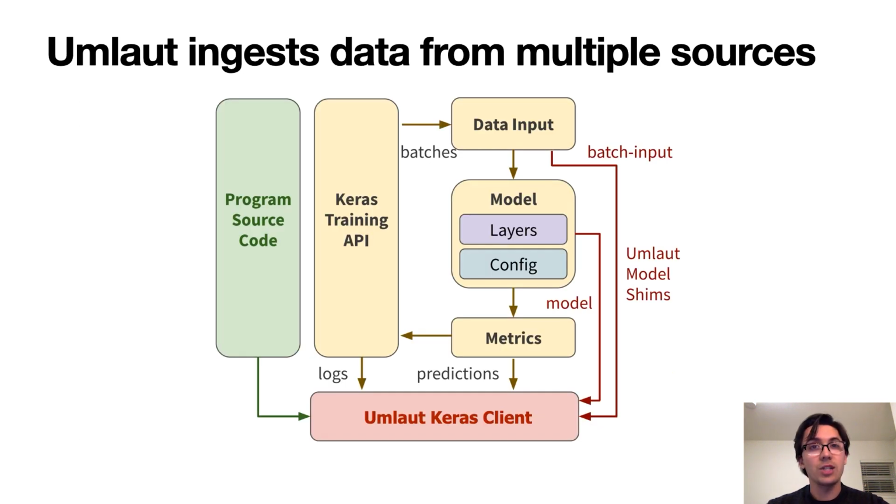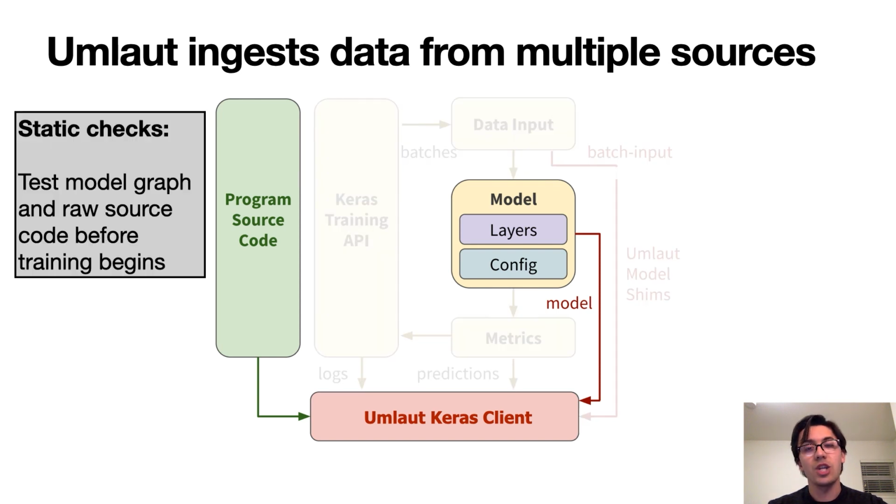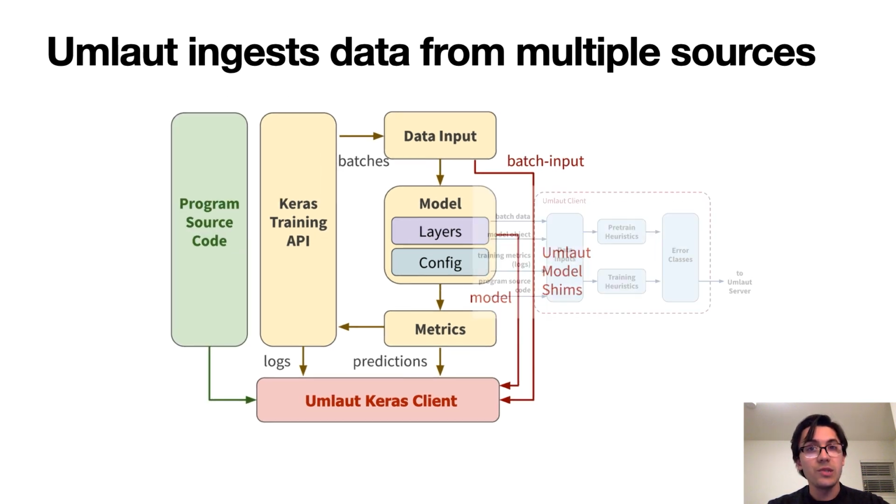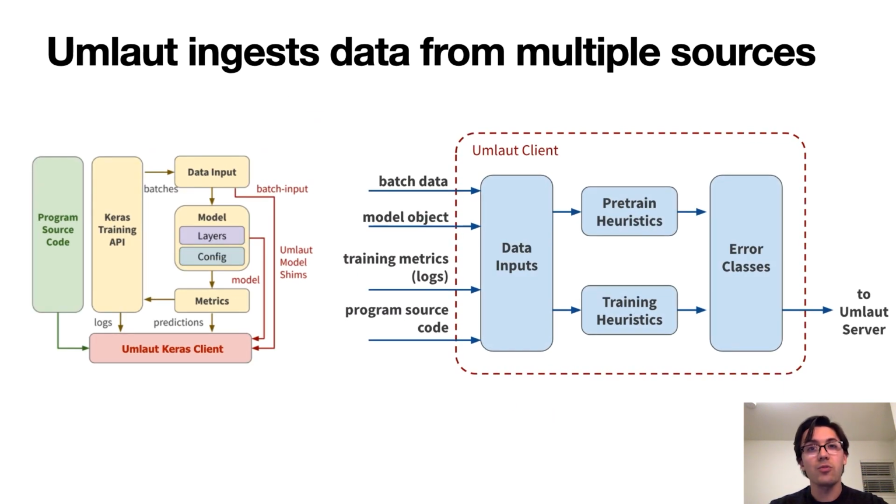In order to run heuristic checks, the Umlaut client monitors several components of the deep learning program runtime. Static checks, such as checking for activation functions, are run on the model graph and source code before training begins. Dynamic checks, such as checking for overfitting, are run during training. In addition to static data, they capture model input and output and training metrics. When a heuristic check fails, it populates an error with the relevant program context. This data is logged by an API request to an Umlaut server, which renders the web interface.